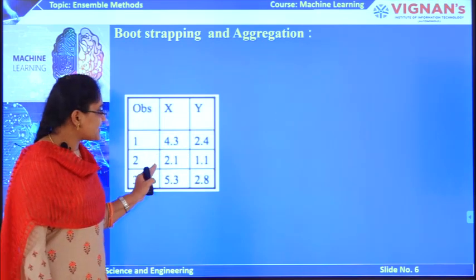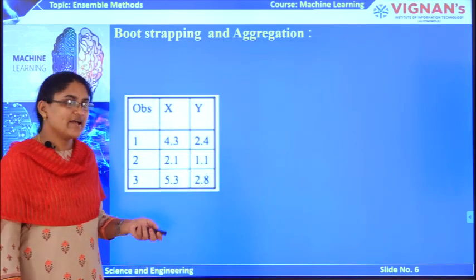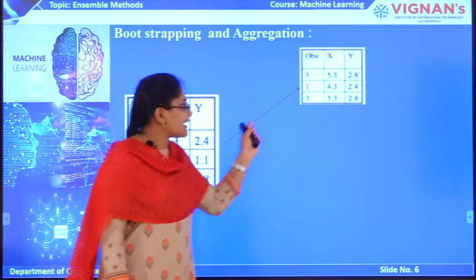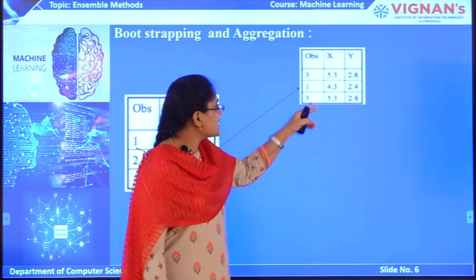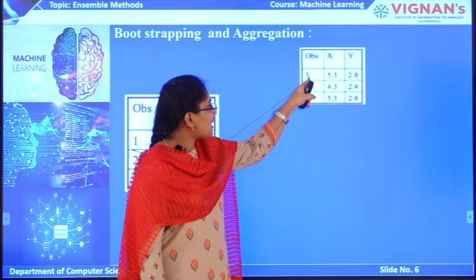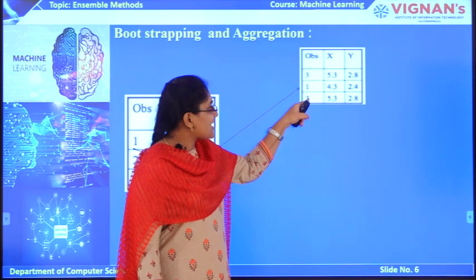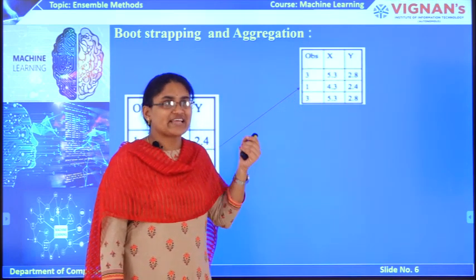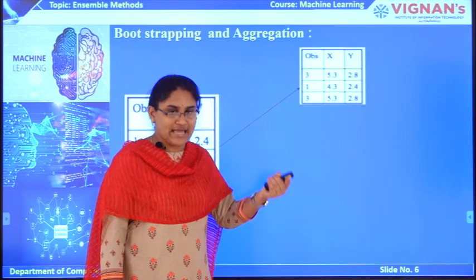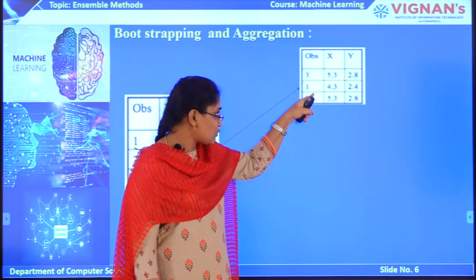Here this data set is divided into different subsets by using the bootstrapping method. Now let's see. This is my first sample, which contains these observations. Look here, the third observation we are getting 2 times, because we are using row sampling with replacement, so we get one sample multiple times. So here we get the third observation 2 times.